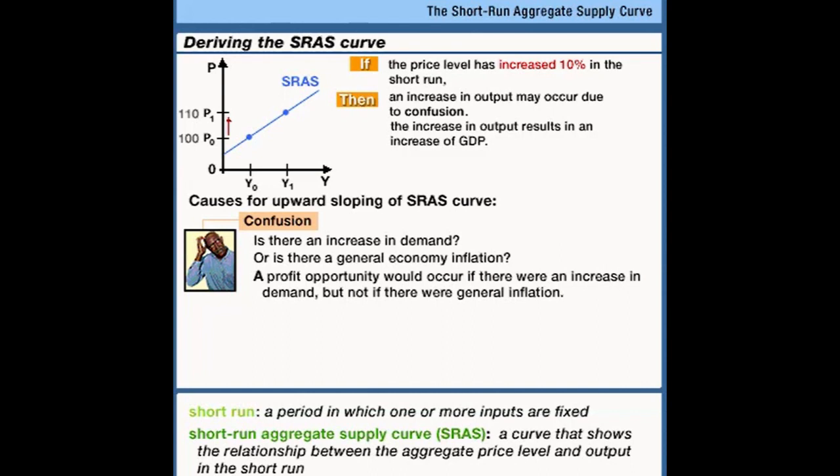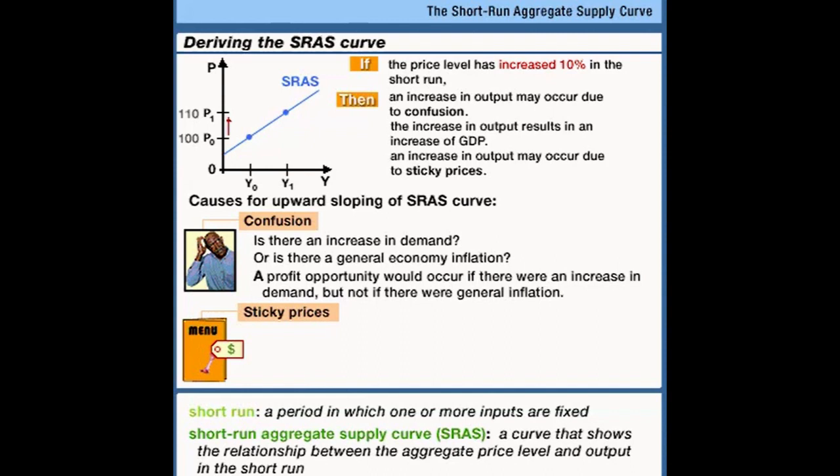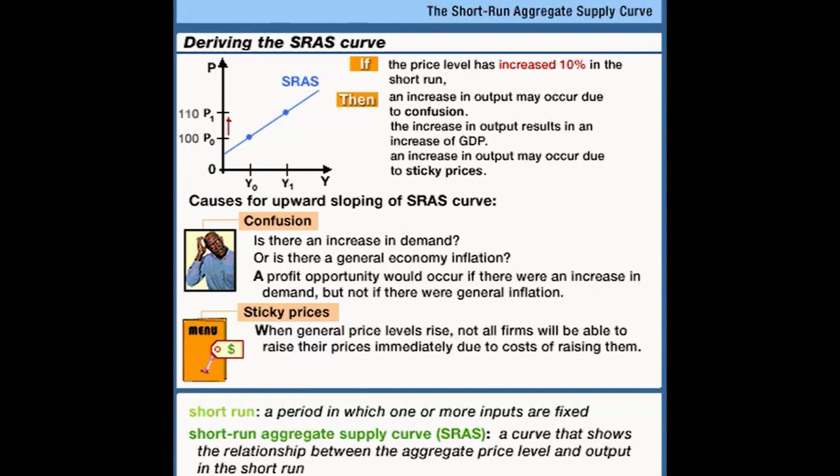The second possibility is what we call the sticky price theory, or the sticky price explanation. The sticky price explanation says this, that when the general price level is rising, not all firms are going to be able to raise their prices immediately because it's costly to raise your prices. One cost might be the cost of printing a new menu. You want to raise your prices because demand is obviously strong. People are bringing in more cash to pay for your meals, but it's going to cost money to print new menus. So in the meantime, you leave the menu just like it is.